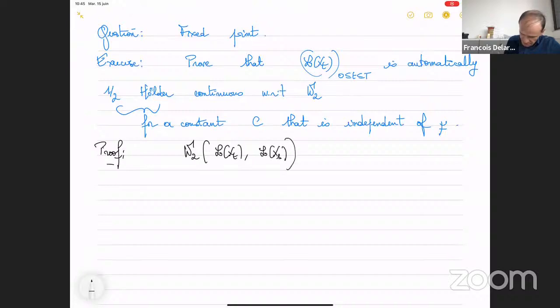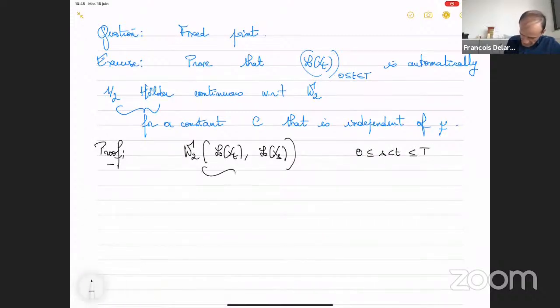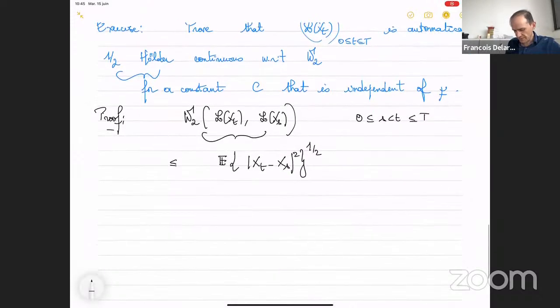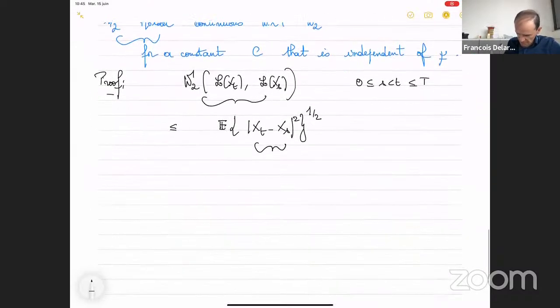two instants. So let's say that s is less than t is less than capital T. And you have a look at the W2 distance between the two distributions. And you use the bound that I told you yesterday. I said, well, that's very easy when you have random variables, because you have an obvious upper bound for the W2 distance. And so this is the one you have here. But now you come back to the dynamics and you know what is xt minus xs.